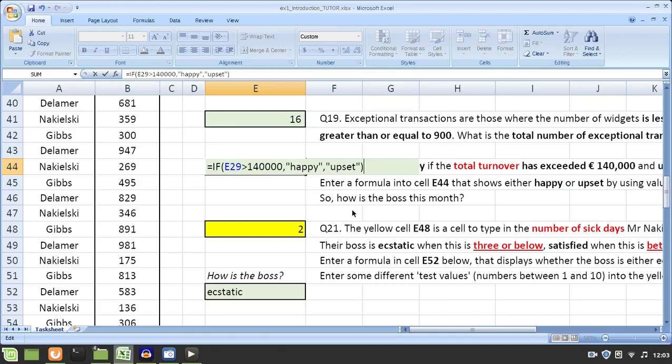So we have our test, our happy, our upset. Let's press enter or control enter to stay in the cell. We end up with the word happy. Why is that? Because the number's over 140,000. It's pretty straightforward. So the boss is happy this month because of that number.